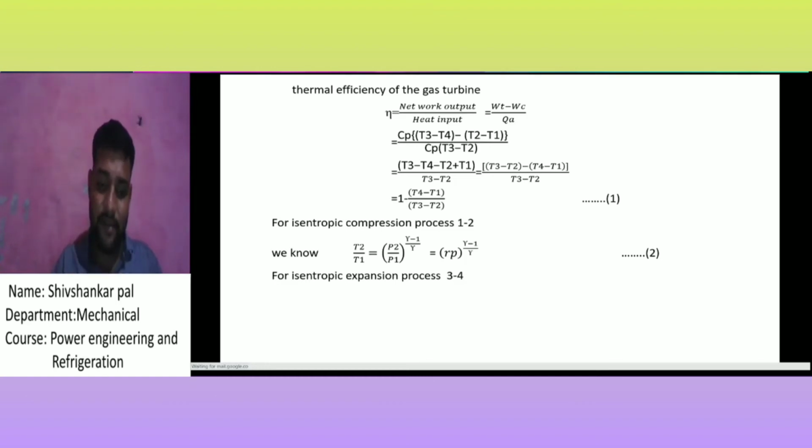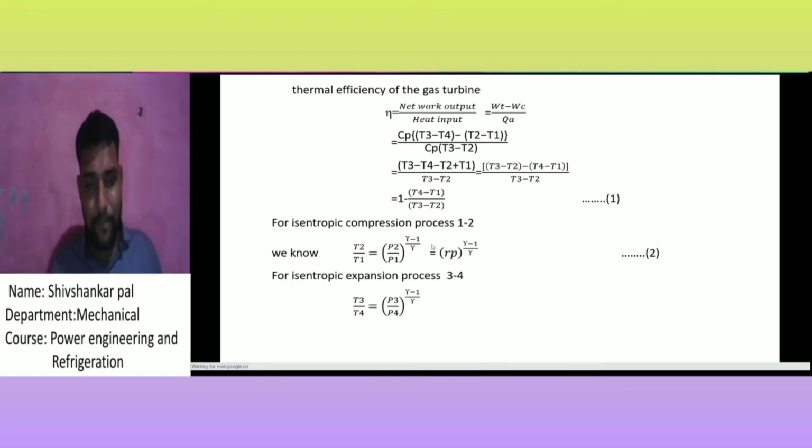So here T3 by T4 is equal to (P3 by P4) to the power (gamma minus 1) by gamma. You see in the figure, our heat addition means P2 is equal to P3. So I replace P3 with P2, and our heat exhaust means P1 is equal to P4. So P4 is replaced by P1. That means T3 by T4 is equal to (P2 by P1) to the power (gamma minus 1) by gamma. That is our next step.